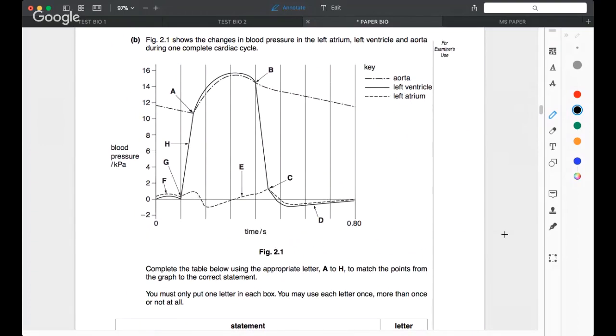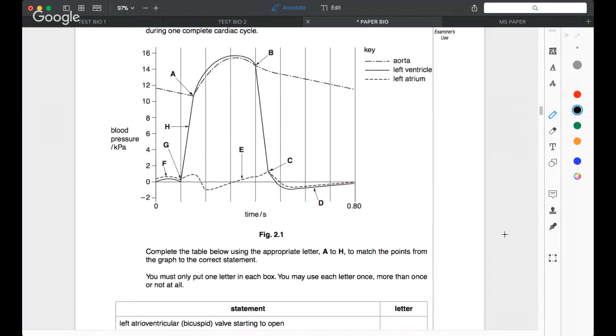How familiar are you with this kind of graph? Okay. I've seen it before. All right, so they've pointed to various parts of this, and they're just asking you to match the points to the correct statement. So if we start with the first one, then left AV valve starting to open.